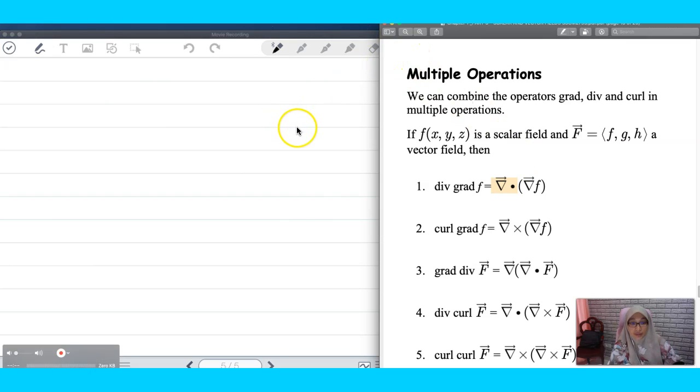Okay, I think I should move this into here, so that it's easy for me to jot down anything. Just a second.